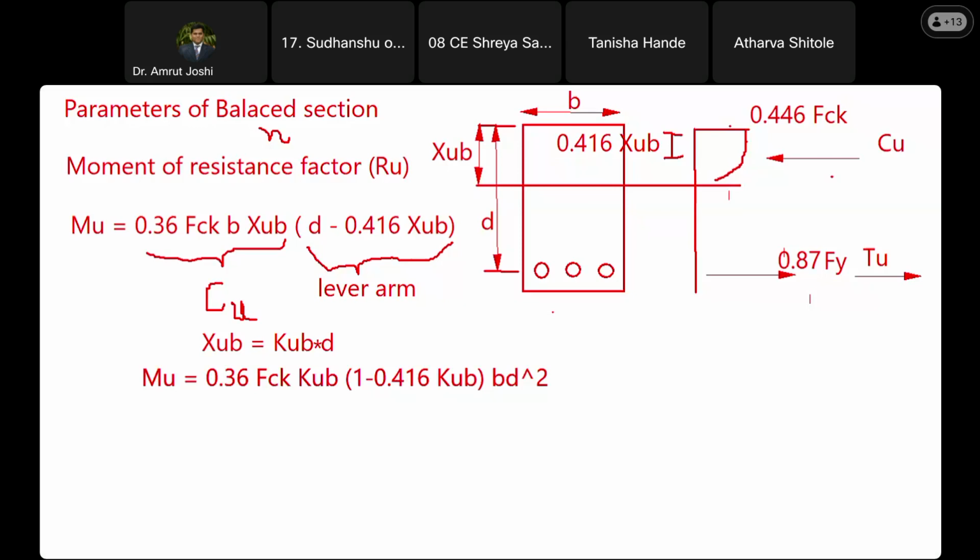We have already discussed in the last class that this expression clearly bifurcates two things. bd square is a geometric property and 0.36 fck kub into bracket 1 minus 0.416 kub is a material property. So we call this constant the moment of resistance factor Rub. You have to understand that it is Rub because we are writing it for the balanced section. So this factor, up to this, we call it Rub.